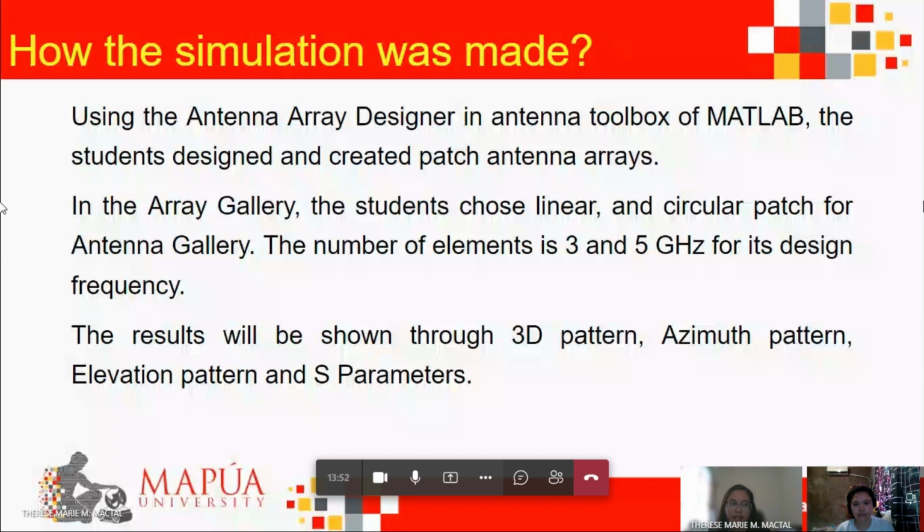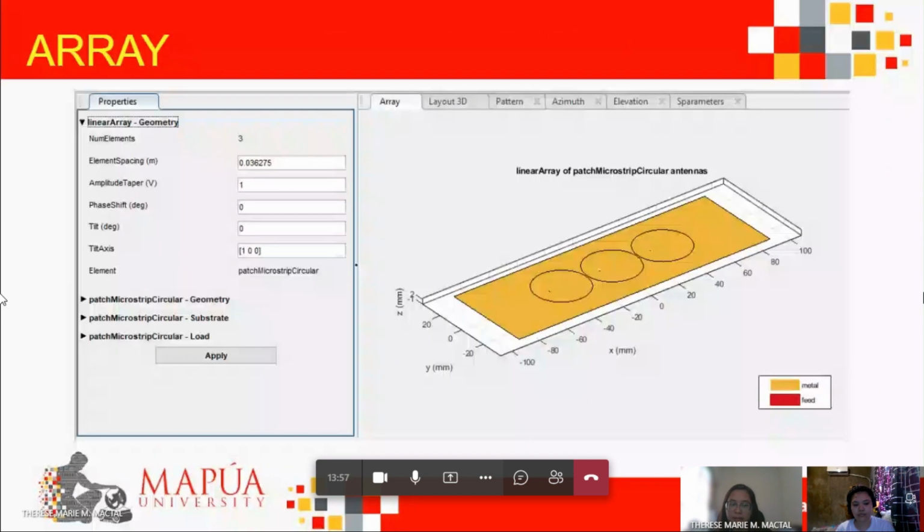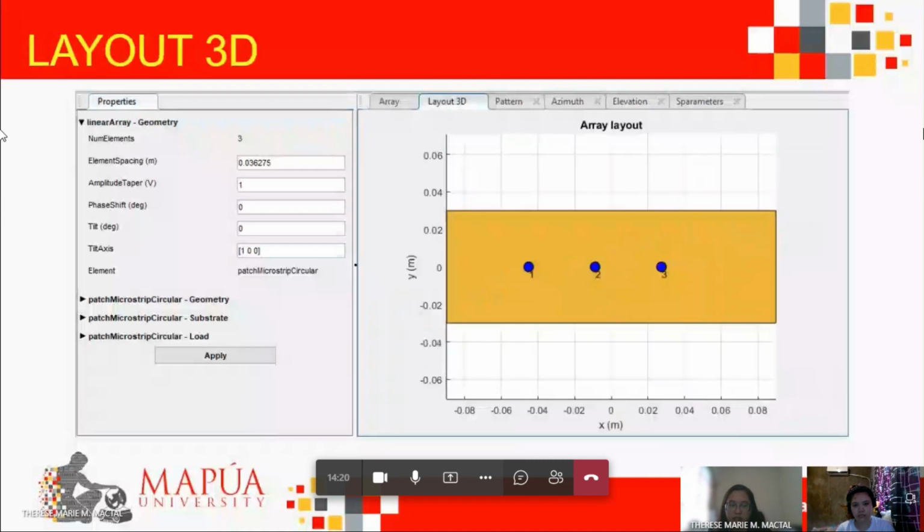So for the array, as you can see, we used a circular microstrip patch antenna with an element spacing of 0.036275 meters. And for its radius, it is 0.017688 meters and has a height of 0.00192, and both of its ground plane length and width is 0.059958 meters. For the layout 3D, as you can see on the screen, we use 3 elements in the linear array.